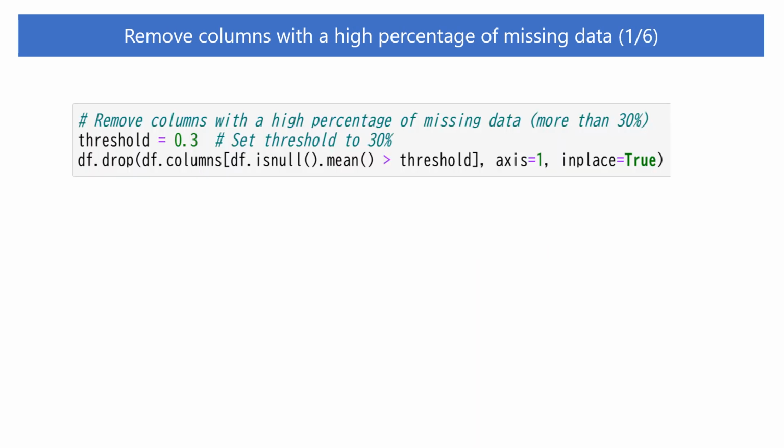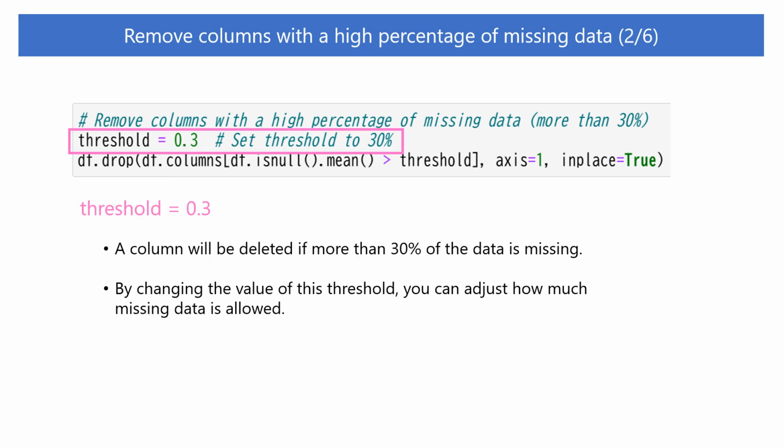Next, let's delete columns with many missing data. There's no single best criterion for many, so we need to decide for ourselves. Here, let's delete the columns where the missing data accounts for 30% or more of the data. You can do it using this code. It is almost the same as the code for deleting rows, but there are some important differences. So, let's take a look at them carefully.